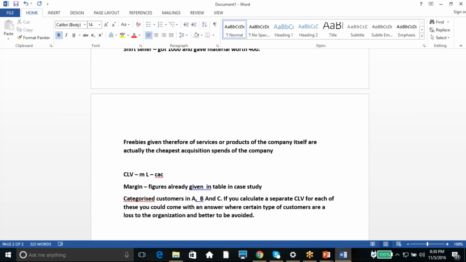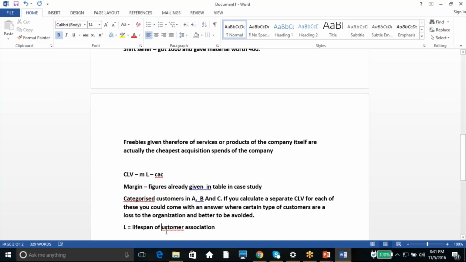So there are certain type of customers for whom the acquisition cost tends to get high and yet the recovery is very low because they hardly use anything except free stuff. So it is better to avoid such customers. Anyway, you can take an average of all that given in the table, or you can simply take certain figures that are given in the case study. Now comes L. It is lifespan of customer association.